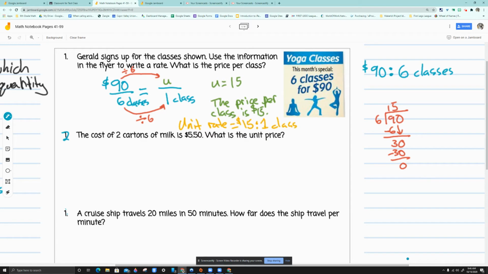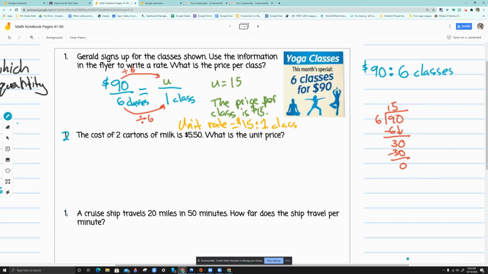And by the way, if you're taking notes at home, feel free to pause the video and get caught up here and digest some of this information before moving on. I think that's important. But I'm going to move on here myself. The cost of 2 cartons of milk is $5.50. What is the unit price?